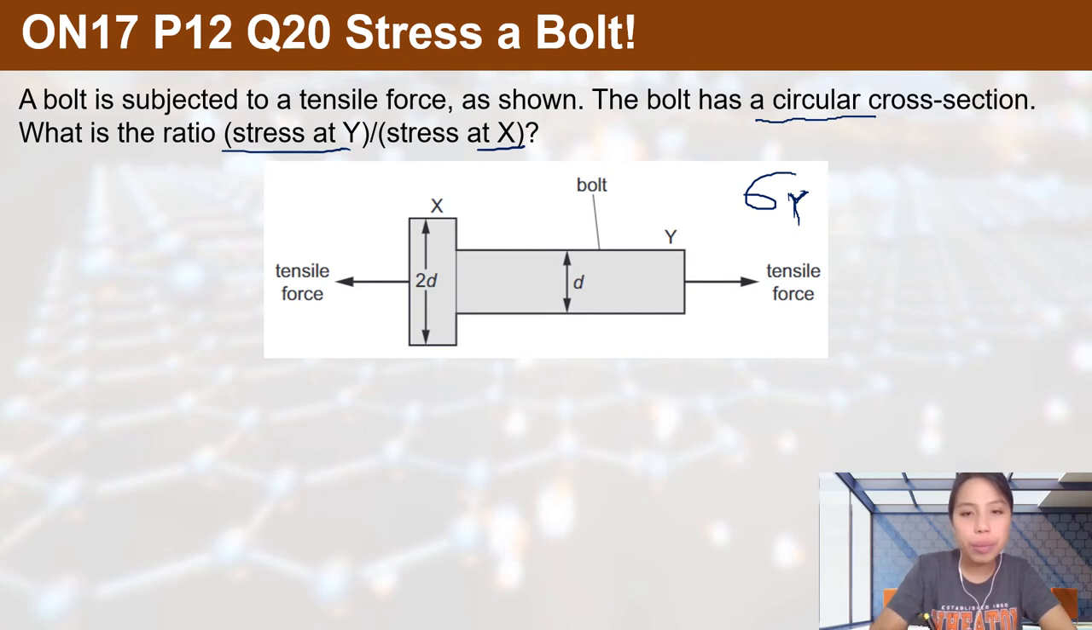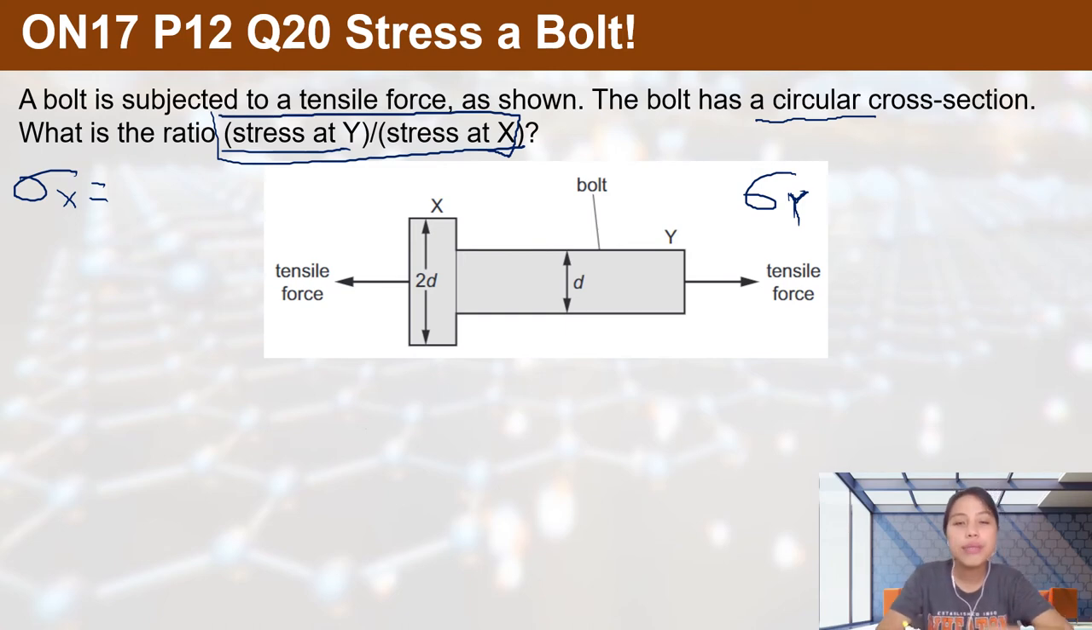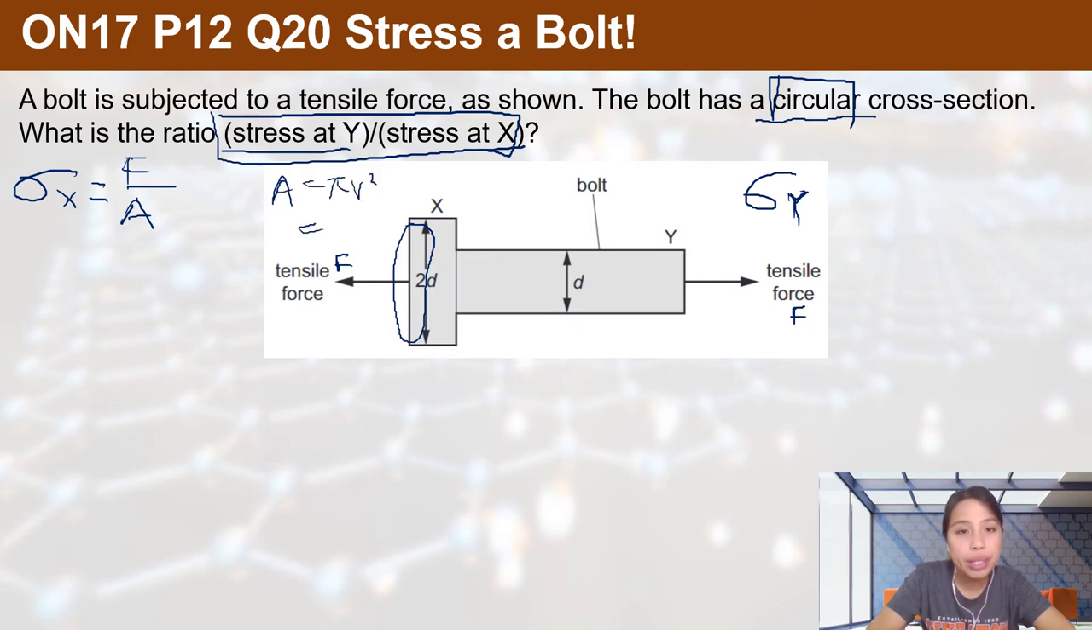So how do you solve ratio problems? A heads up, these are what we call ratio problems, something divided by something. You just find both separately if you can. So stress at X is the force per unit area. Force, well, I don't know what it is, let's just call it F, tensile force F. Area, well, imagine the bolt has a circular cross section. That's why they told us this. Meaning, the area of a circle is pi r squared. Or if you want to think of diameters, pi times d over 2, squared.